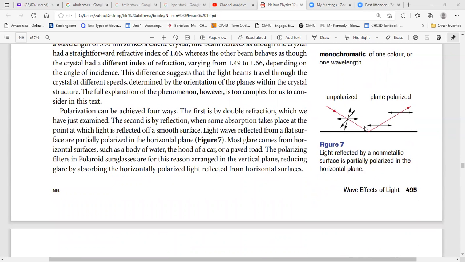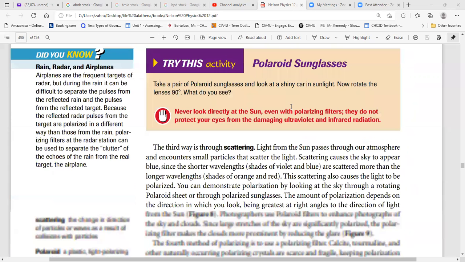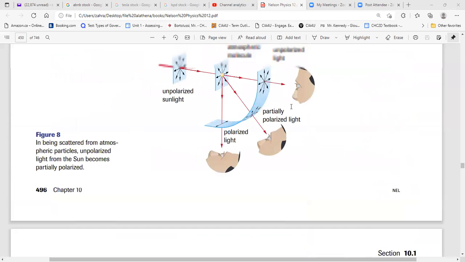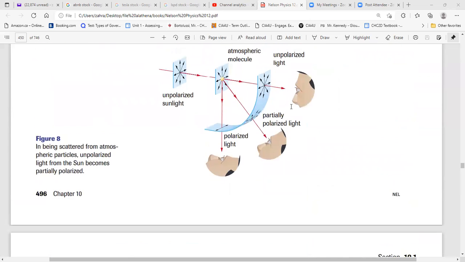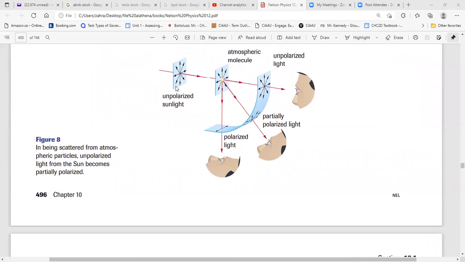Some surfaces, when the light comes unpolarized, let's say here is a metal, make your light polarized. That's why you see the glare on the surface of some metal or on the surface of the water. And the sky is blue because some of the atoms in the atmosphere scatter and will make the light unpolarized.